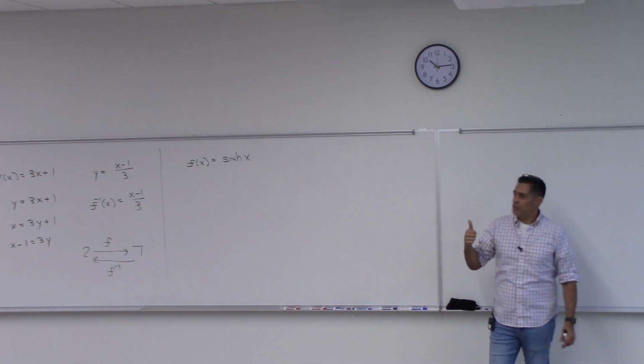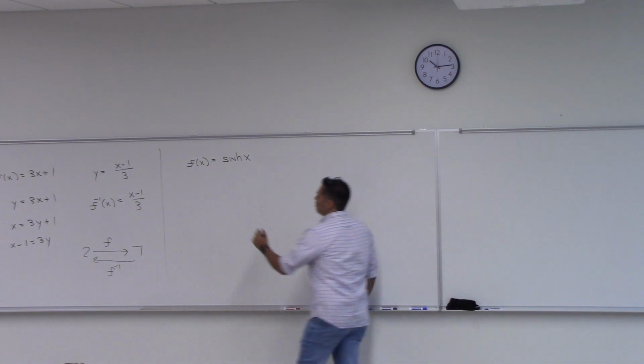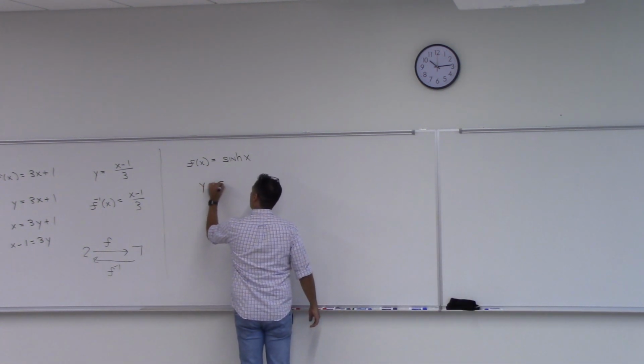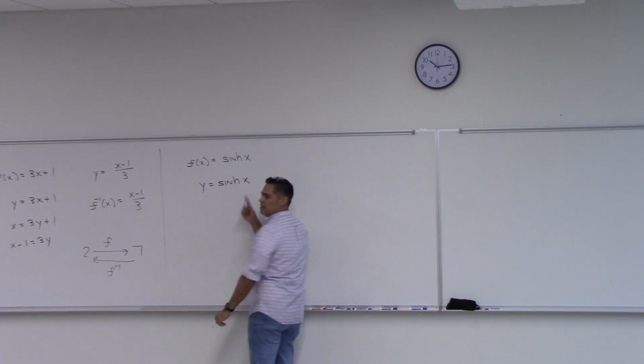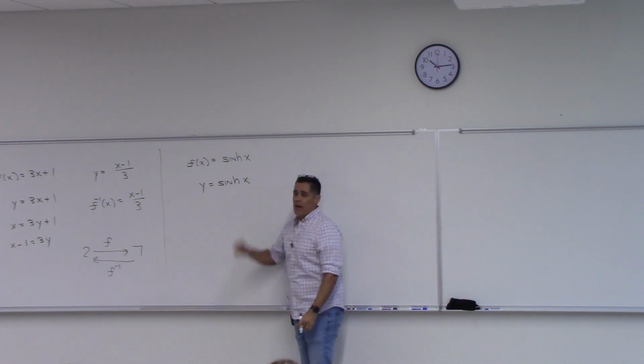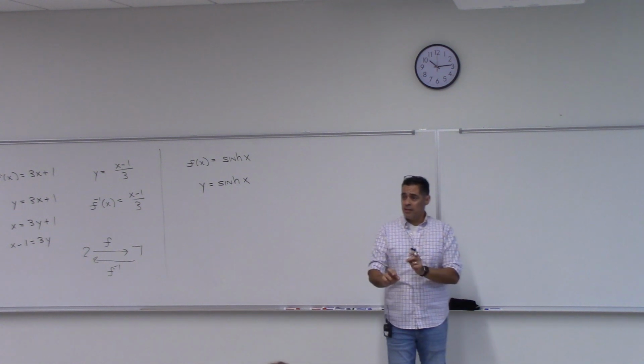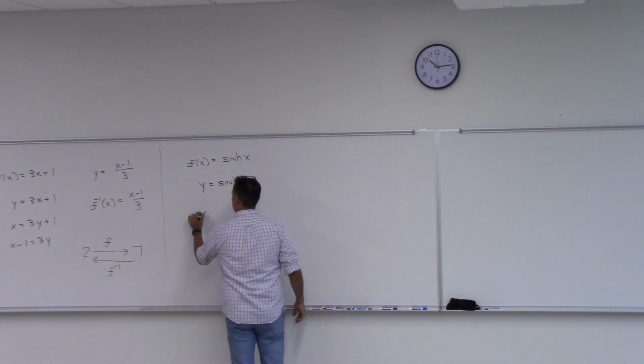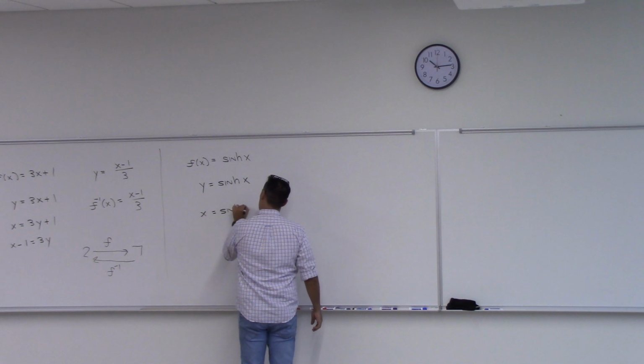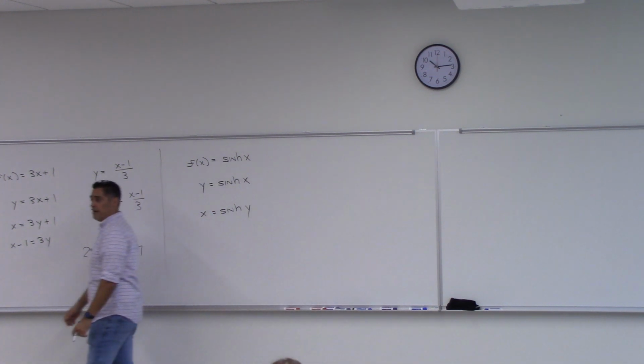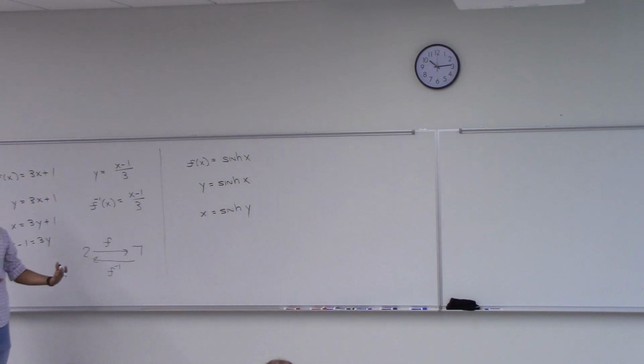Since it has an inverse, we're going to replace f of x with y. And now I have to switch x and y, and now solve for y. But how are you going to solve for y? Don't tell me bring in sine hyperbolic inverse on both sides, because that's what we're trying to figure out. What is sine hyperbolic inverse? So you're not allowed to do that.